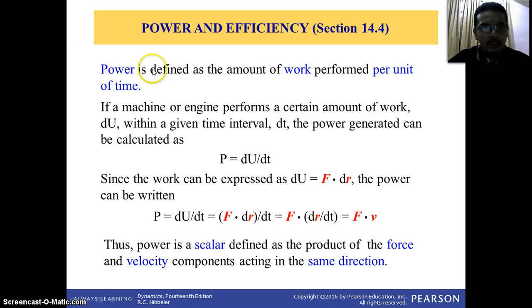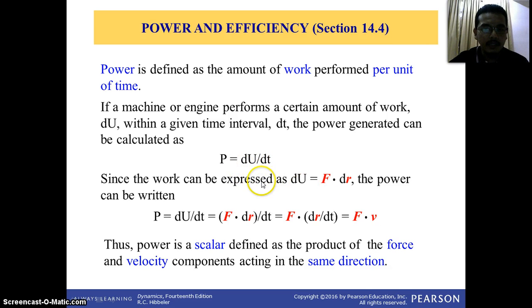Power is defined as the amount of work performed per unit time. So we need the amount of work performed per unit time, work divided by time. A machine or engine performs a certain amount of work dU within a given time interval dt. So the power generated can be calculated as P is equal to dU over dt.